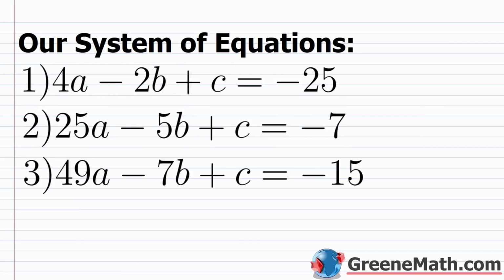So this leads to our system of equations. Equation number 1 is 4a minus 2b plus c equals negative 25. Equation number 2 is 25a minus 5b plus c equals negative 7. And then equation number 3 is 49a minus 7b plus c is equal to negative 15.